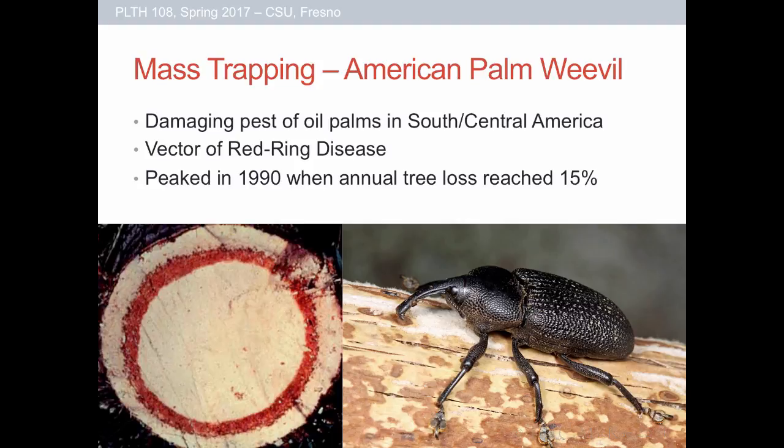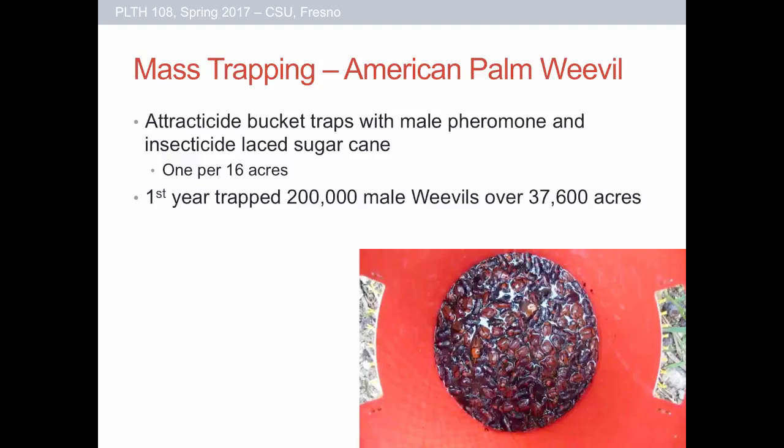Essentially in the 1990s, they had a problem where these weevils would move into these palm plantations, feed on the trees, and transmit a disease called red ring disease, which can kill the tree in a matter of 1 or 2 growing seasons. The infestations were bad enough that most growers were tearing out 15% of their trees every single year and replacing them. So people were just spending a ton of money.